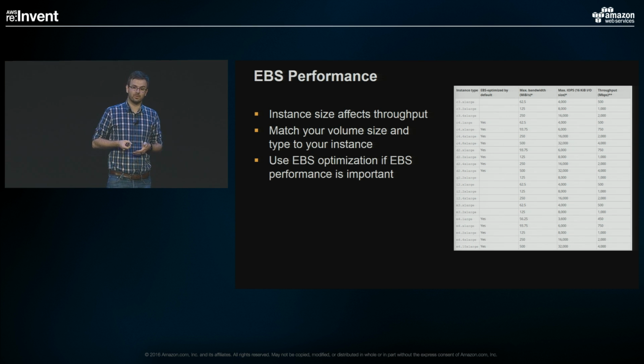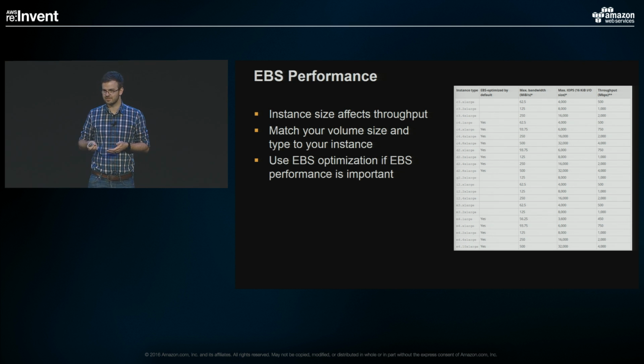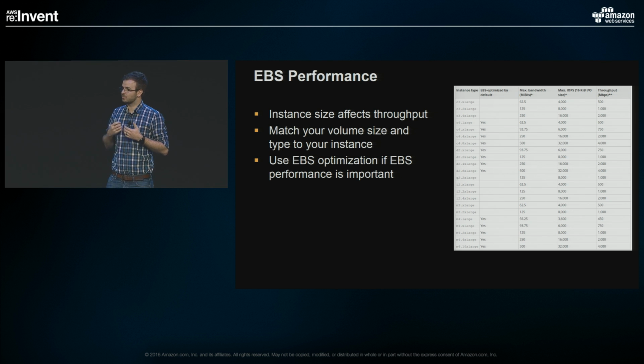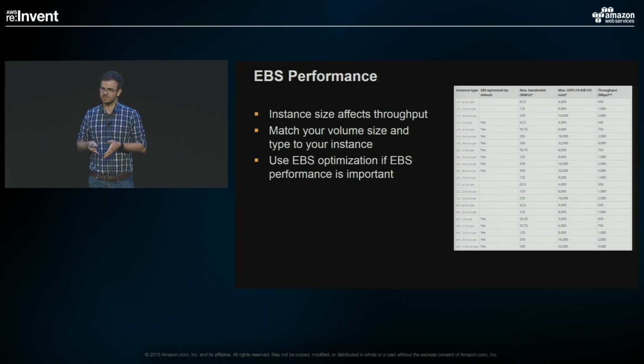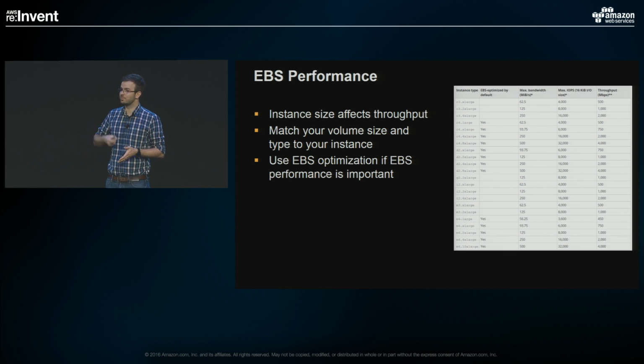And just like network performance, EBS performance is also a factor of instance sizes. EBS optimization is a great way to get great EBS performance out of your EC2 instance. What it does is it creates a dedicated path for EBS traffic that's separate from your standard network traffic. It's actually enabled by default on a lot of our newest instances. So if you're doing anything that requires a lot of heavy storage utilization, make sure that you're using EBS optimized.